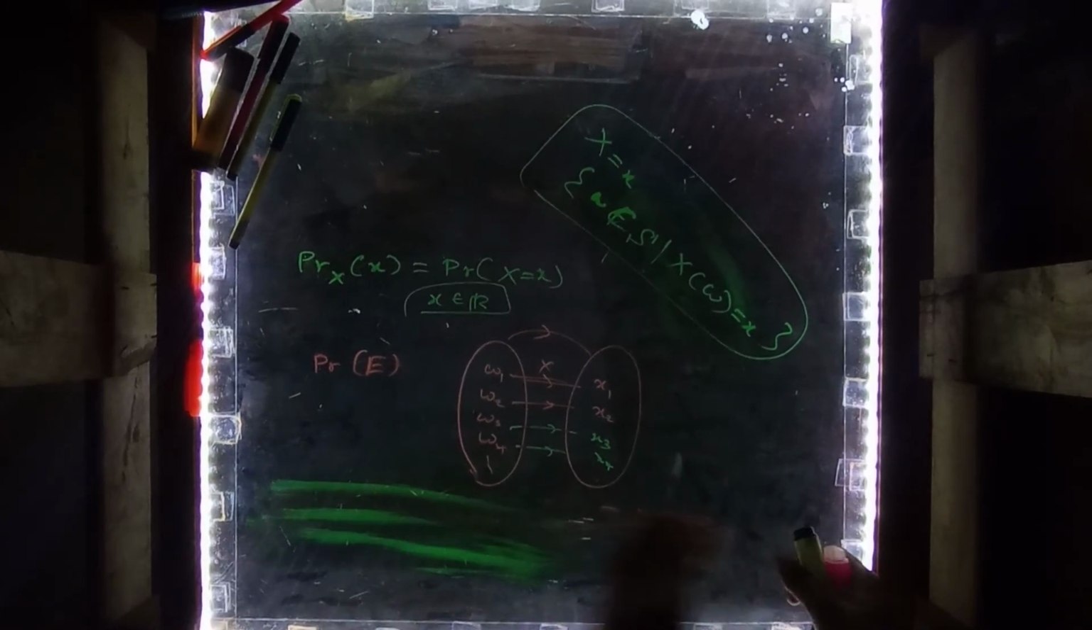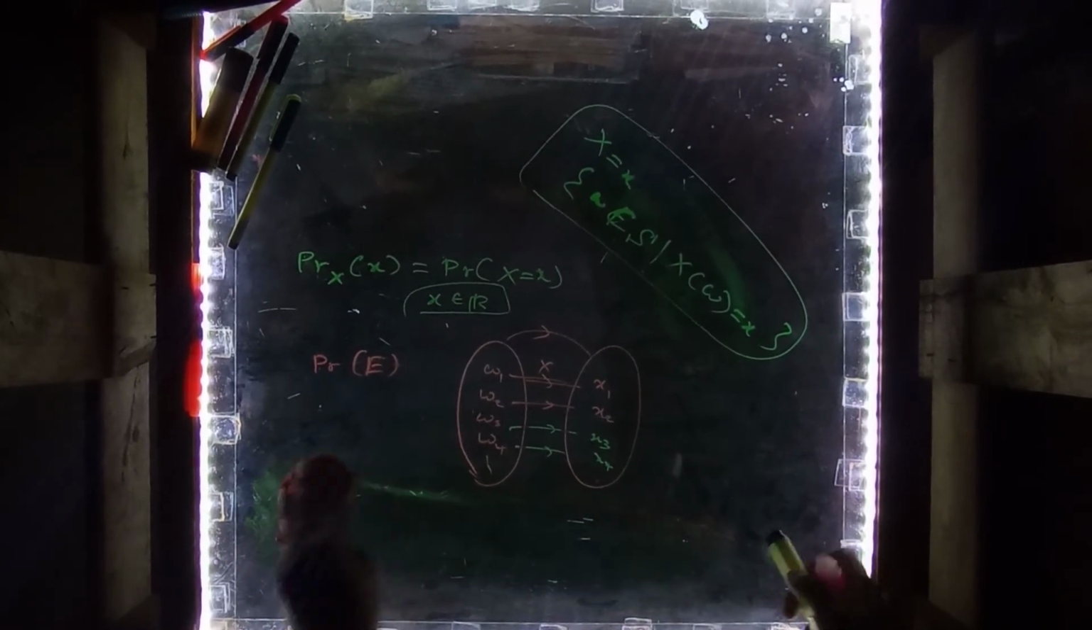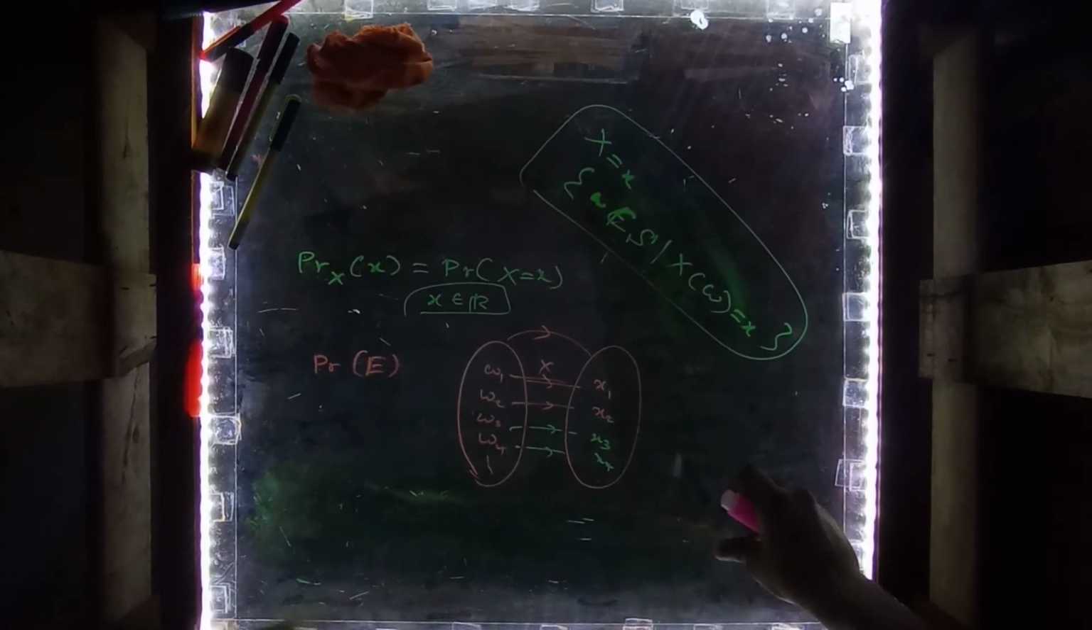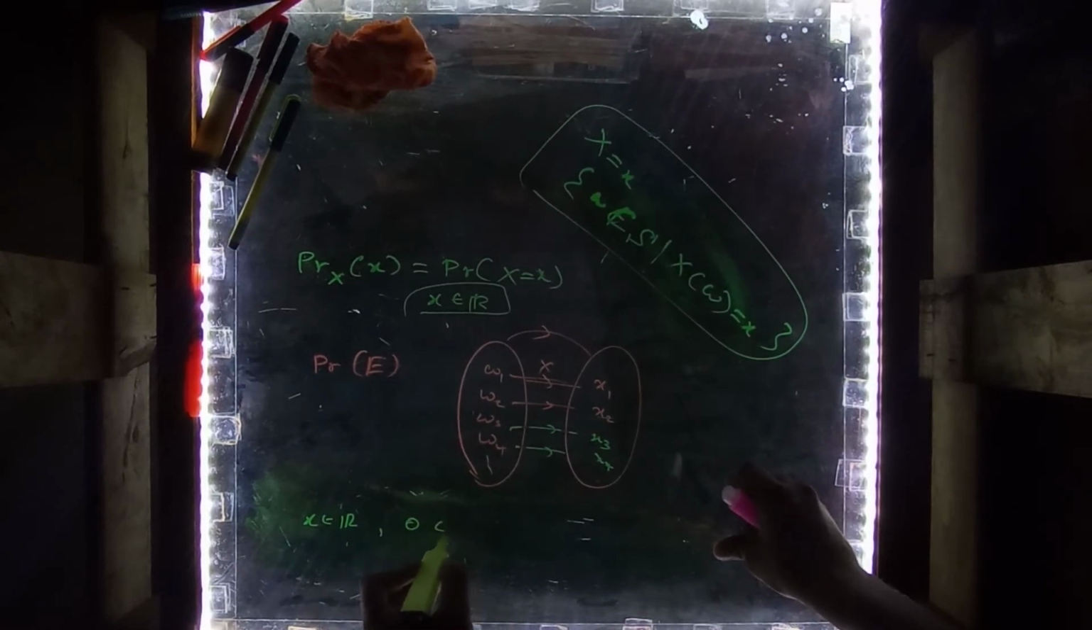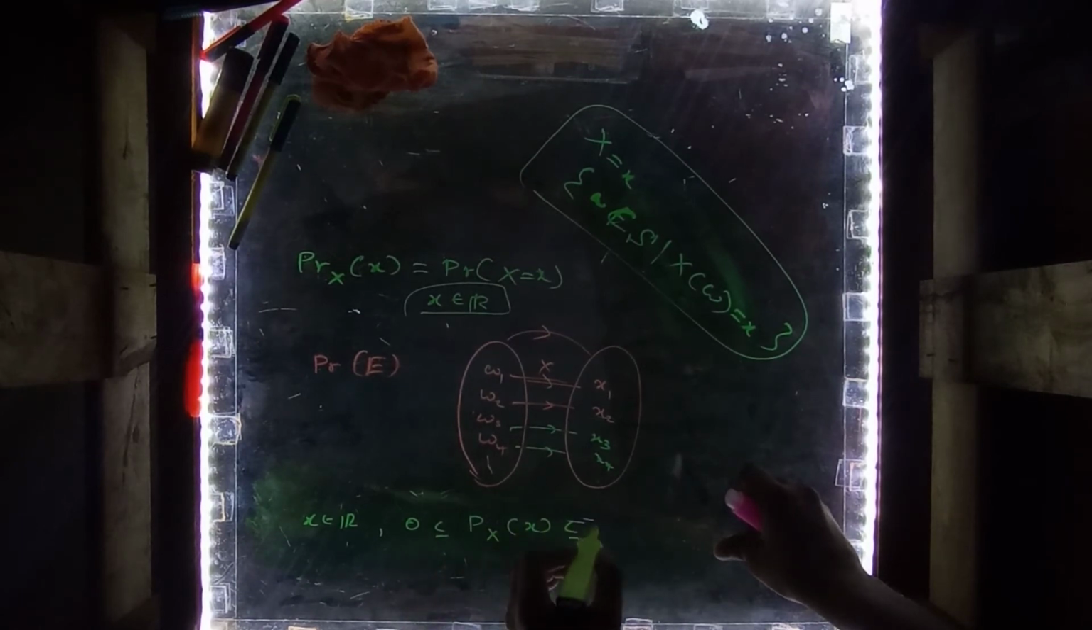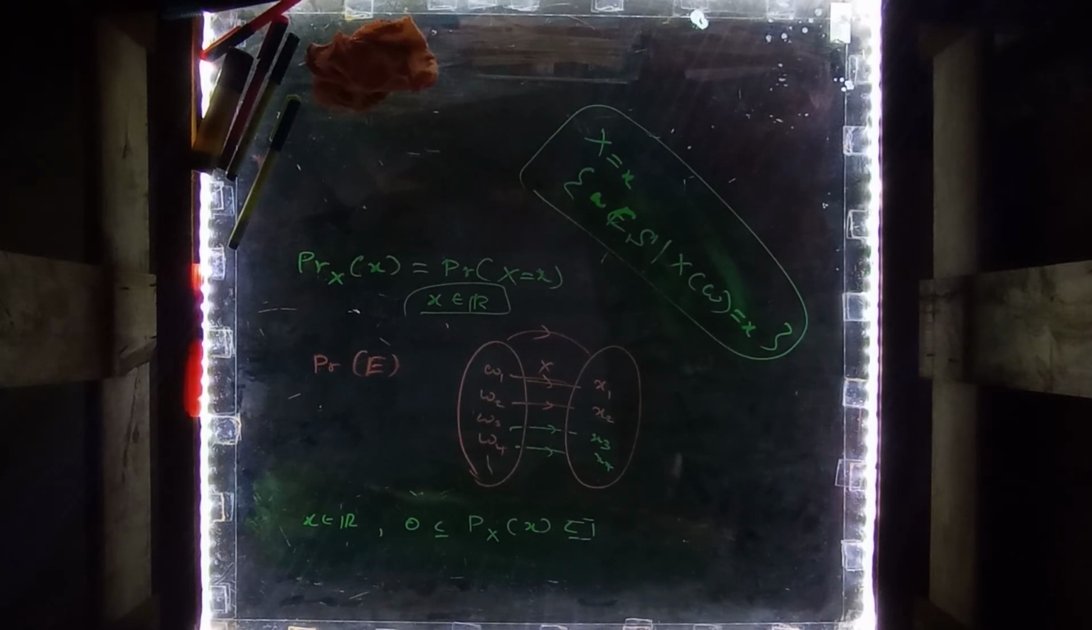For any x that is an element of the real number set, the probability of x is between 0 and 1. This is one property. This is compulsory. If you are asked to show whether this is a probability function or probability distribution or not, this is one property you need to check.